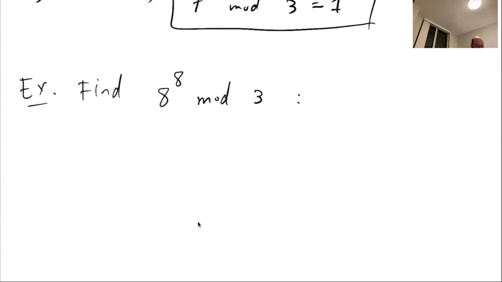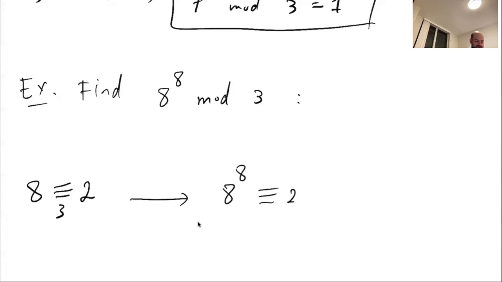So again, we need 8 to power 8, but similar to the previous example, let's start with 8 itself. 8 is congruent to which number mod 3? Congruent to its remainder, we just said, right? Each number is congruent to its remainder mod the divisor. The divisor is 3 here, and the remainder of 8 divided by 3 is 2. So if I raise to power 8, I get 8 to power 8 congruent to 2 to power 8, mod 3.